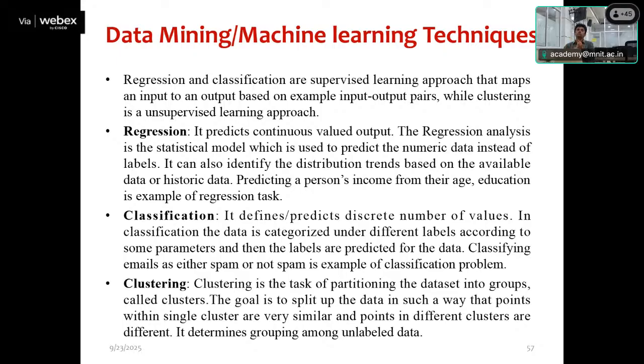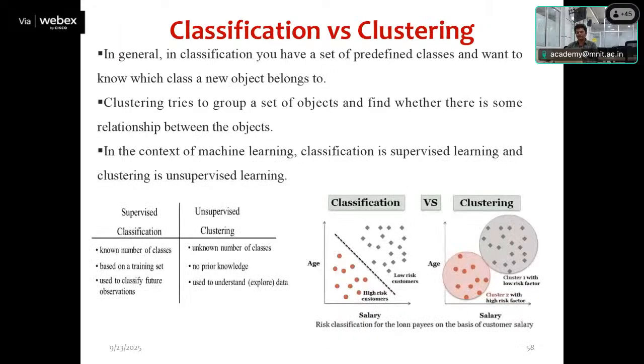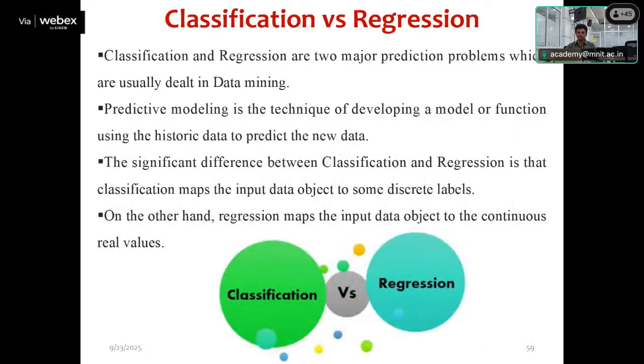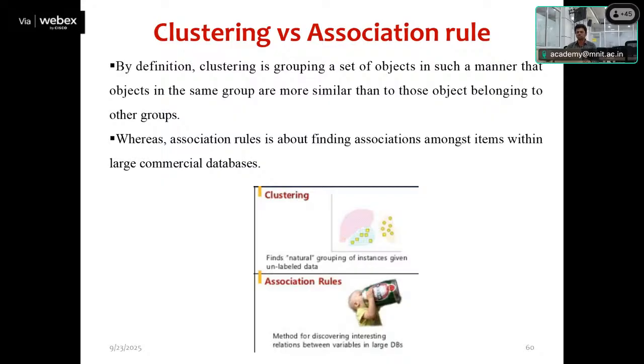Regression is for continuous data prediction in supervised learning. Classification is for discrete data prediction, also supervised learning. Clustering is unsupervised, where I don't have labeled data along with me. So I will observe the data and the features, and according to the features I will make my decision. That is nothing but the clustering technique. The difference between classification and clustering is already discussed, and classification and regression have also been discussed. Clustering and association: association is something which I associate with.